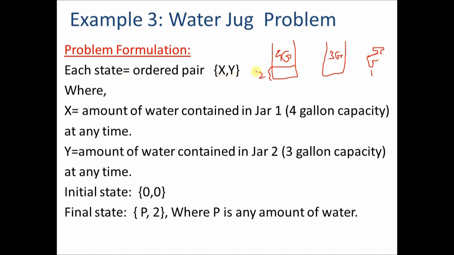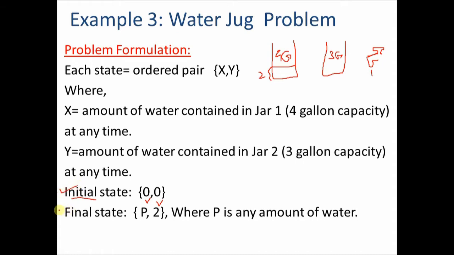Initially, there is no water present in any of these jars, so both the jars are empty. If you see here, the initial state corresponds to 0, 0, where the 4 gallon jar contains 0 gallons of water, and the 3 gallon jar also contains 0 gallons of water. So this is the initial state.